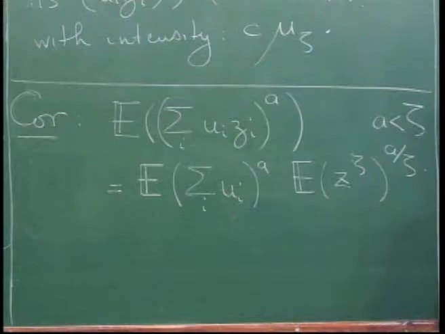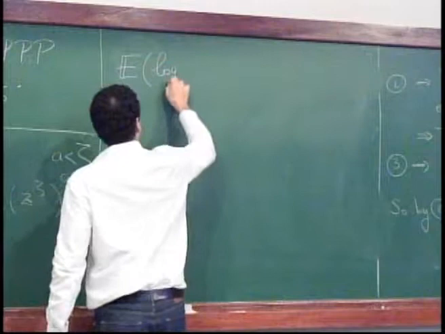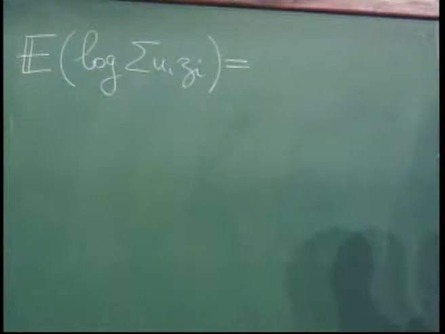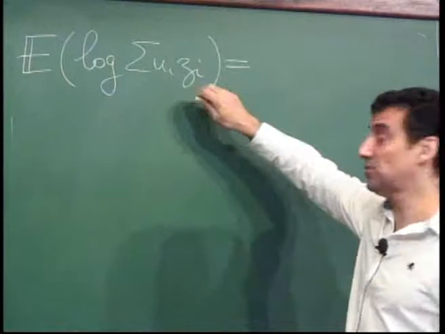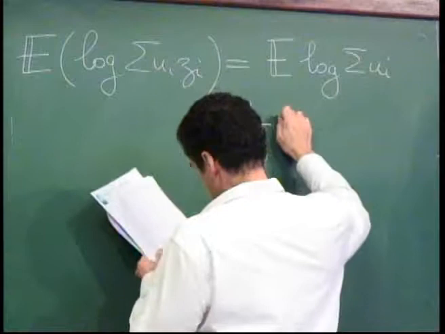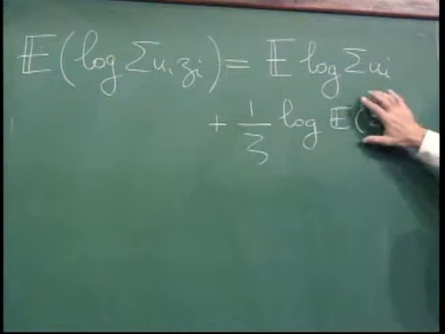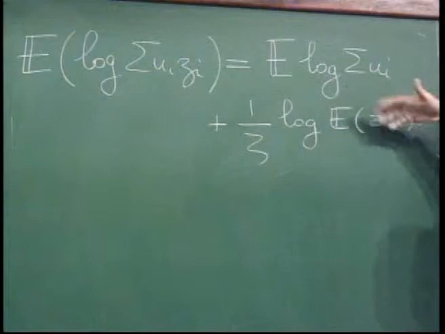The next thing is of the same type, but much more important. In fact, it's the limit of this when a goes to zero. It's this, the log of the sum of ui zi is, again, assume for a moment that c is 1. If c is 1, this has the same distribution as the sum of ui, so it should be the expectation of the log of the sum of ui. And then you add plus 1 over zeta log of the expectation of z to the zeta. Again, assume that c is 1. If c is 1, this is c. If c is 1, this is 0. So this is clearly true. And then by just normalizing, this is true in general.